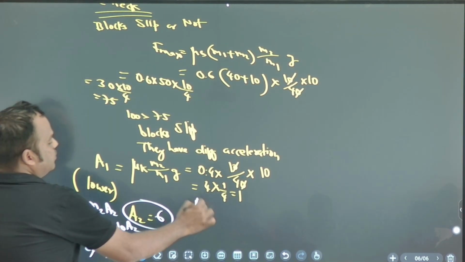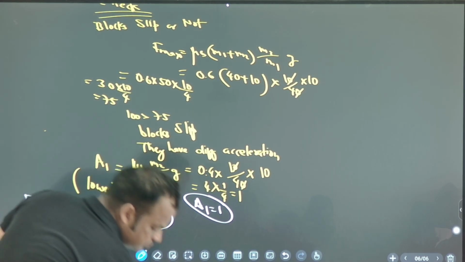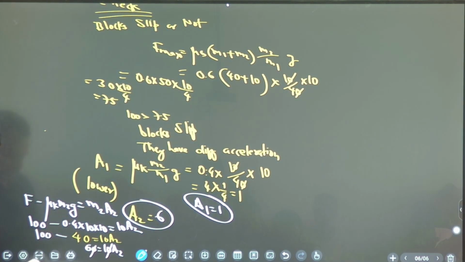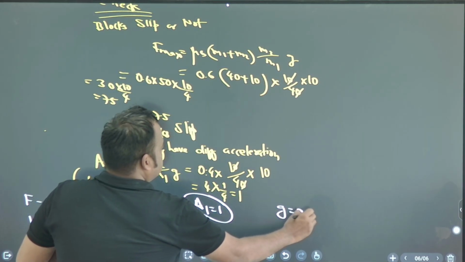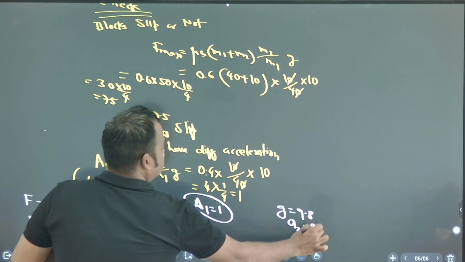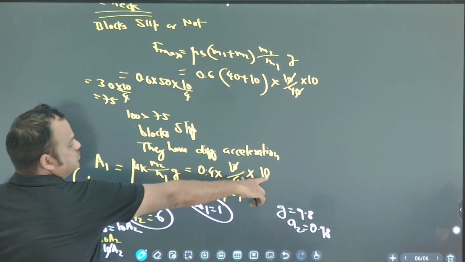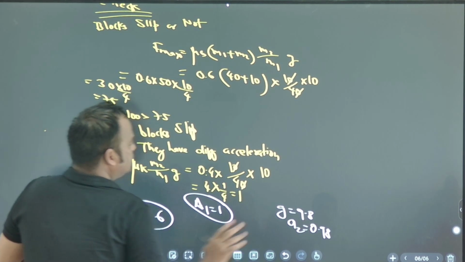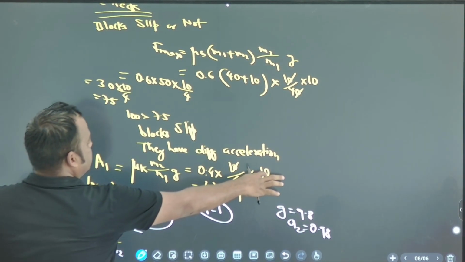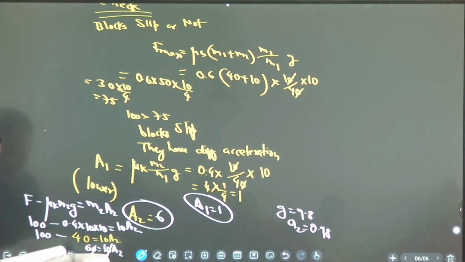Okay. A1 is equal to 1. Acceleration of the lower block is 1. Acceleration of the upper block is 6. So 0.98. Okay, note down. If you take G as 9.8, you will get 0.98. If you put 9.8 here, you will get 0.98 here. Okay, understood? So which option? 1 meter per second square. Okay, fourth option, 0.98.